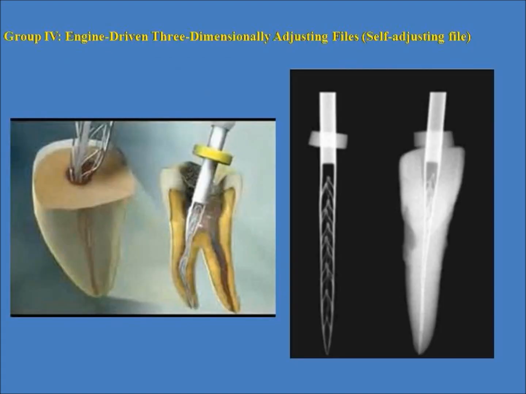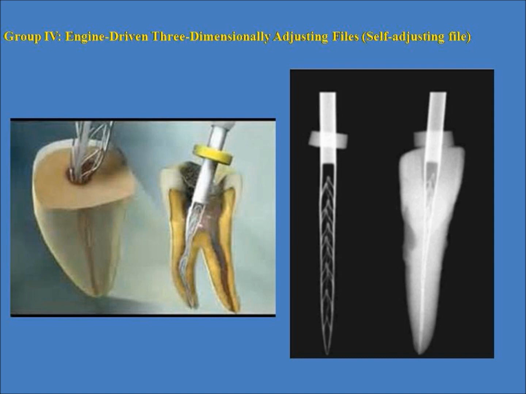Group 4, engine-driven 3-dimensional adjusting file. The self-adjusting file represents a new approach in file design and mode of operation. The file is a hollow device designed as a cylinder of thin-walled, delicate nickel titanium lattice with a lightly abrasive surface. An initial glide path is established with an ISO 20 K file to allow the insertion of the self-adjusting file.